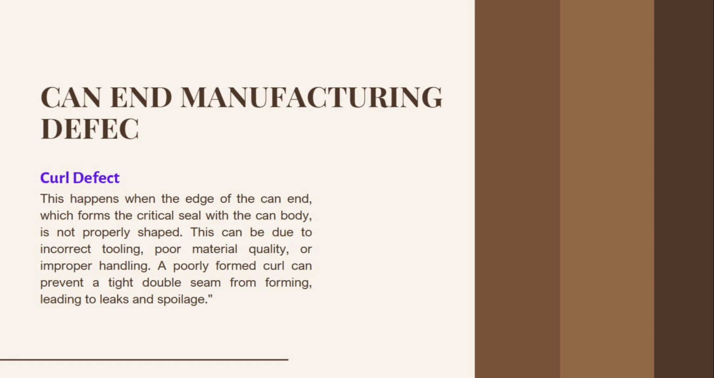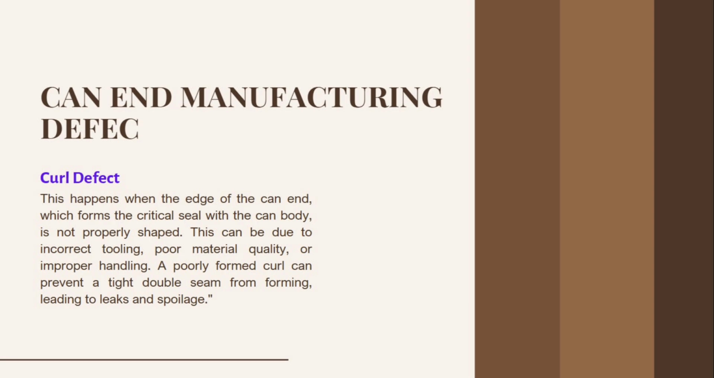So the fourth one is the can end manufacturing defect. An example of this is the curl defect. This happens when the edge of the can end, which forms the critical seal with the can body, is not properly shaped. This can be due to incorrect tooling, poor material quality, or improper handling. A poorly formed curl can prevent a tight double seam from forming, leading to leaks and also spoilage.